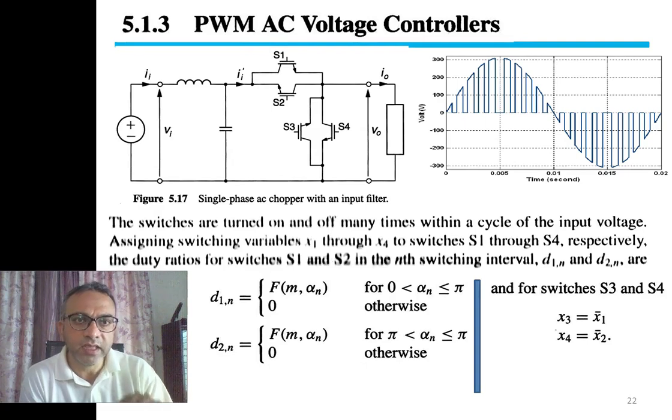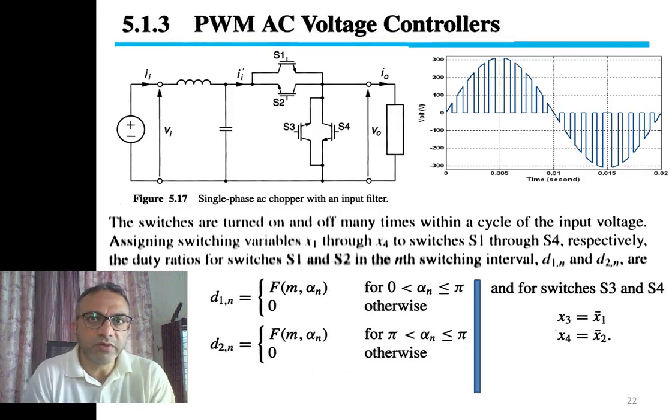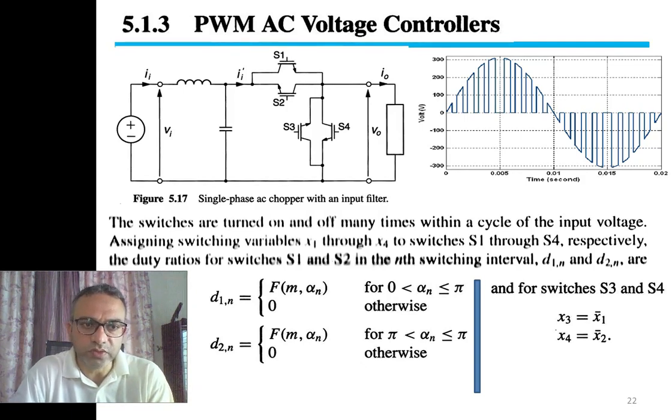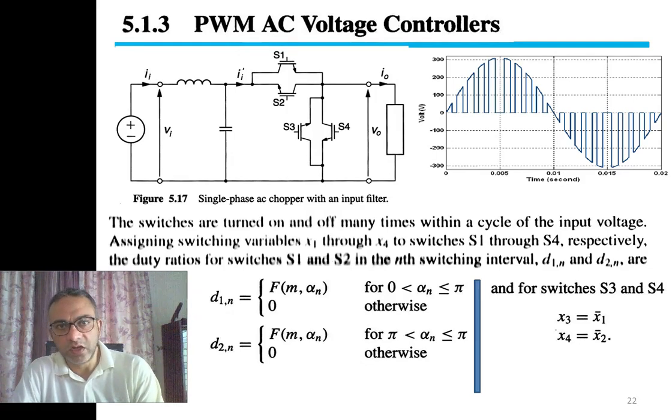Please listen again: when we have the positive half of the input sine wave, at that time, switch S1 is turned on and switches S2, S3, S4 are open. They are not working. And as a result, the input voltage is available at the output voltage.